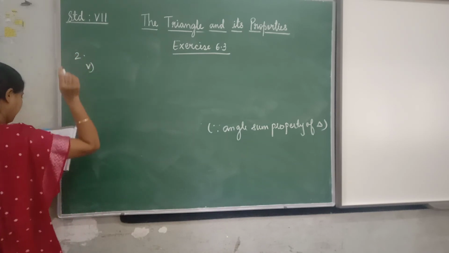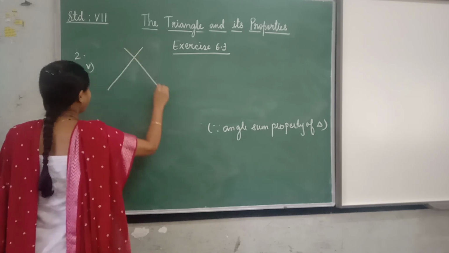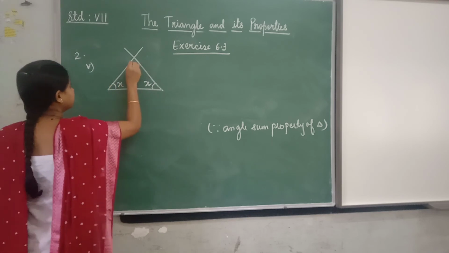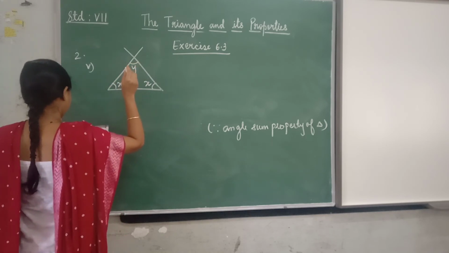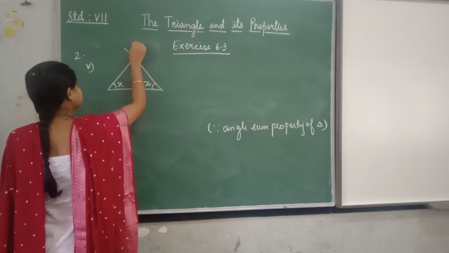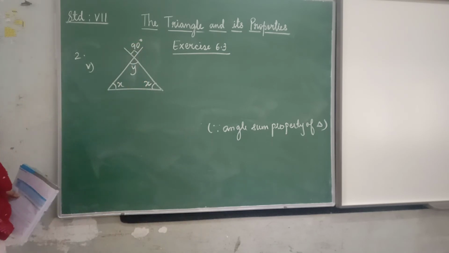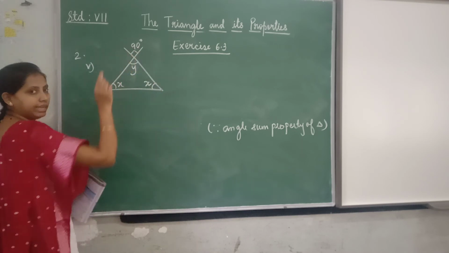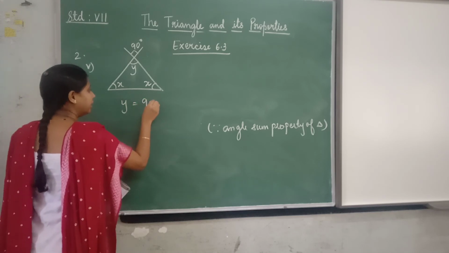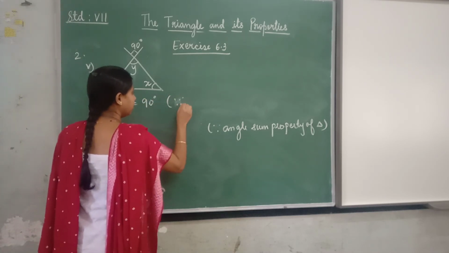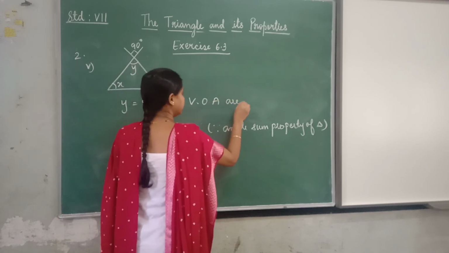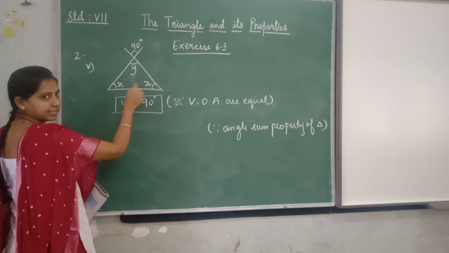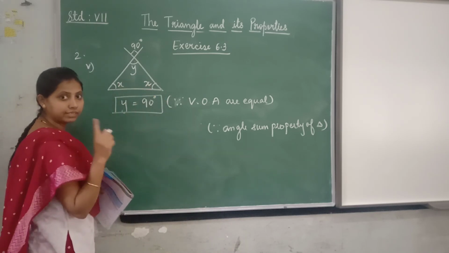Fifth figure. Okay, this is the figure given. These two base angles are x. This is y. And this is given as 90 degrees. So again, same thing, children. You can see two lines are intersecting at a point. So these two are vertically opposite angles. So y will be equal to 90 degrees, because vertically opposite angles are equal. So we got one angle.